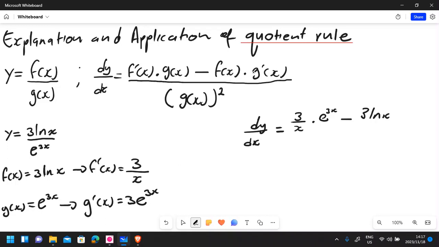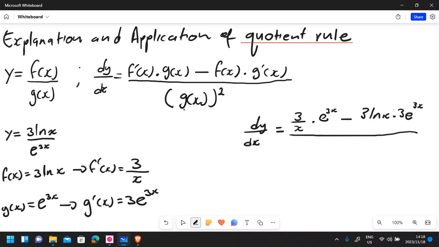Now multiply by the derivative of g of x. Now the derivative of g of x is going to give us 3 multiplied by e to the power of 3x. So this is going to be 3 multiplied by e to the power of 3x. Right, now we divide everything here.